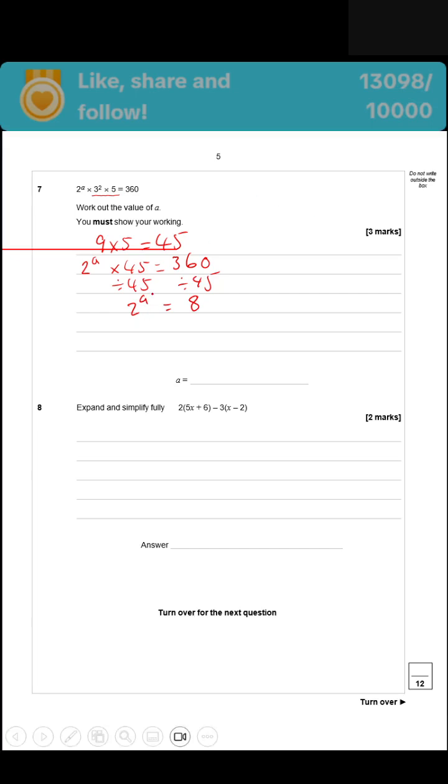So we've got 2 to the power of a is equal to 8. So 2 to the power of something is equal to 8. 8 is a cube number. So a would be equal to 3 because 2 to the power of 3 is equal to 8.